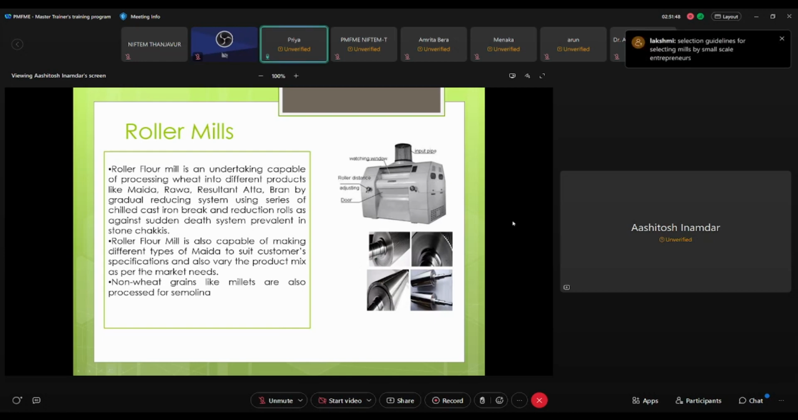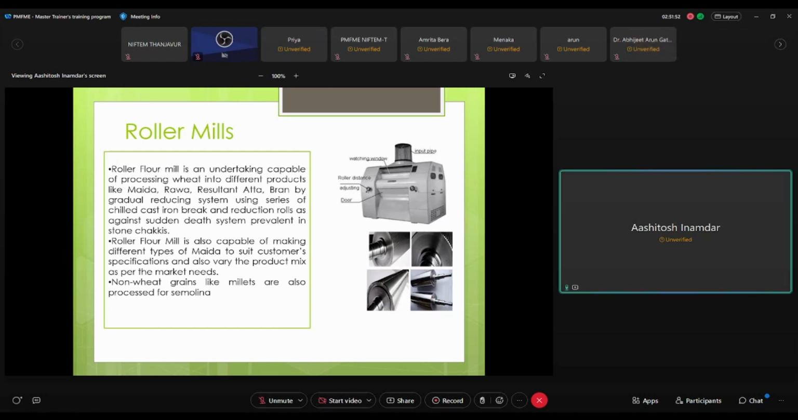Sir, some participants are asking for the PPT also. PPT, of course, ma'am. Okay, I will email it to you. Yes, you can share it with them. Ma'am, sir, one question is there. Selection guidelines for selecting mills by small scale entrepreneurs.